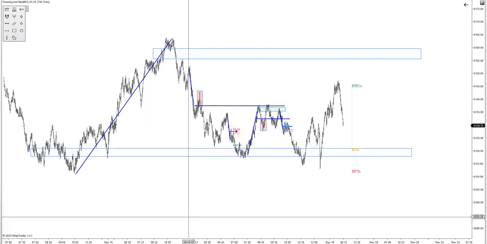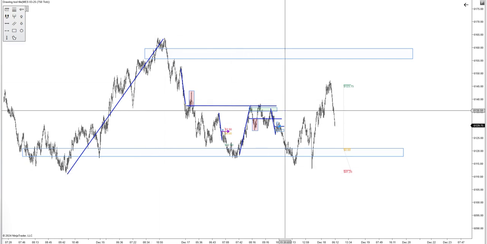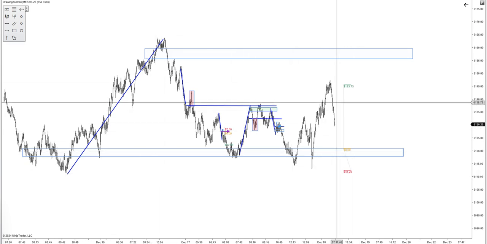Why? New high confirms the swing low. Everything else in here is just stuff, and it's going up, right?